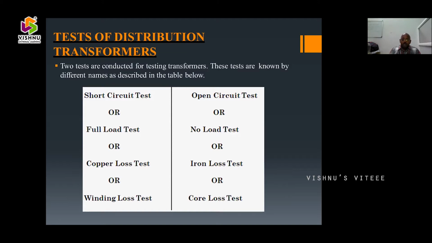By short circuit applying on one side of the transformer, the transformer automatically draws full load current of the particular winding. So under full load condition, the transformer draws full load current. That's why whatever power is drawn by the transformer is completely allotted for copper losses in the transformer. So another name for this test is winding losses test.